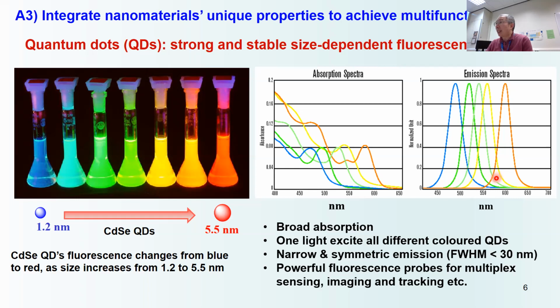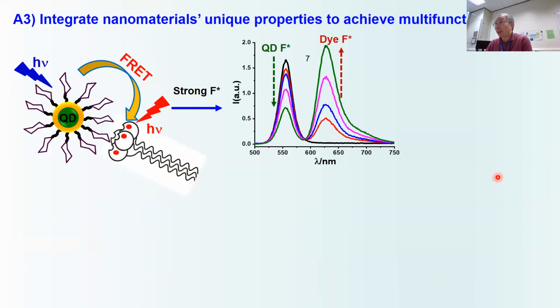So in this case, as you can imagine, if you attach each individual quantum dot to a different target, then using one light source can allow you to simultaneously target several different targets. So that is really effective for multiplex sensing, imaging, and tracking studies.